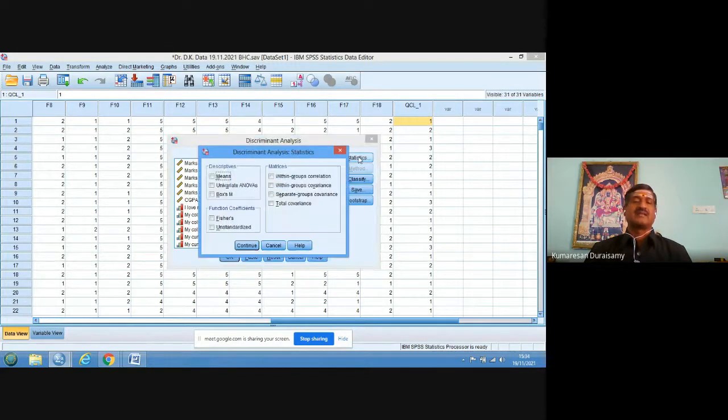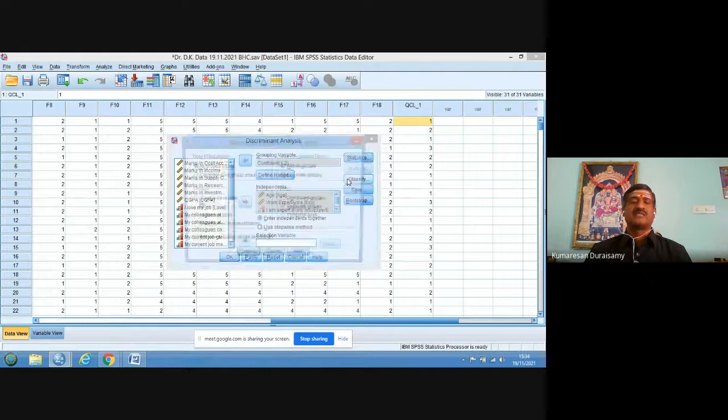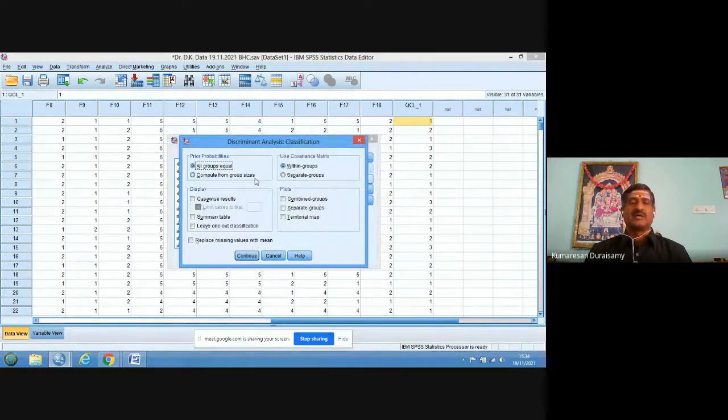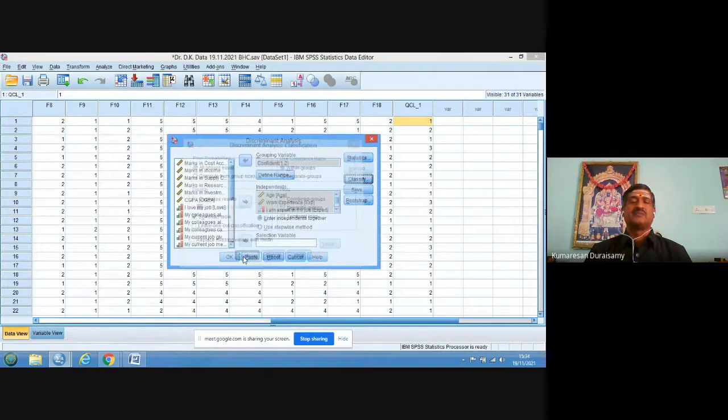Here, statistics. If you are interested, you can select mean. Otherwise, we need not. Classify: all groups are equal. Then here select summary table. In the display part, you select summary table. Then continue. Then OK.